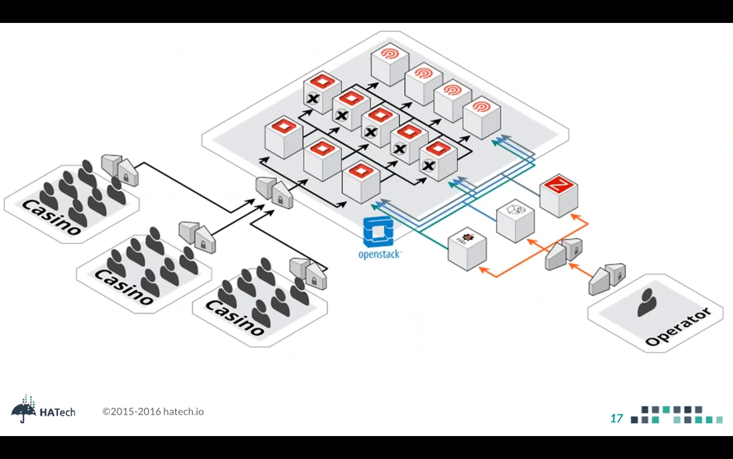It was a Mirantis OpenStack environment. And you can see here that you've got many different casinos connecting via VPN into the data center environment. We had the typical OpenStack based architecture. We were using Ceph for storage. We were using Xen for our hypervisor. And we had these three support services on the right-hand side.